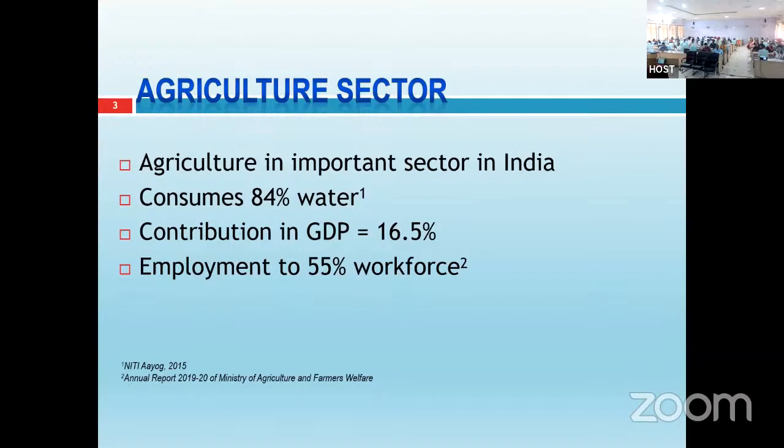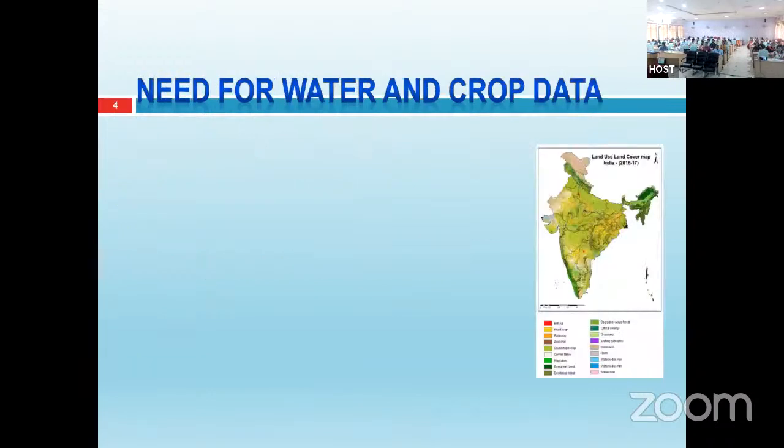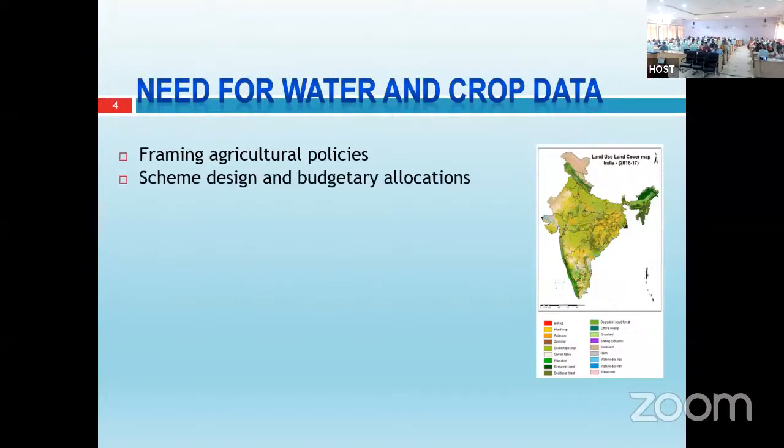The employment force is high. This includes direct and indirect, indirect people being 55% of the workforce. Why do we need better water and crop data? I'll just show it through the need statement.